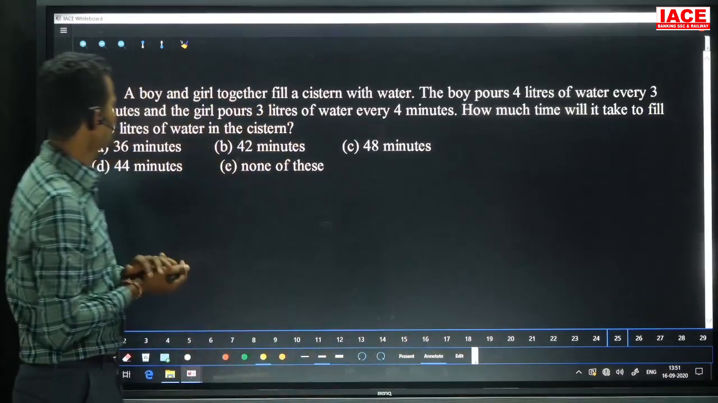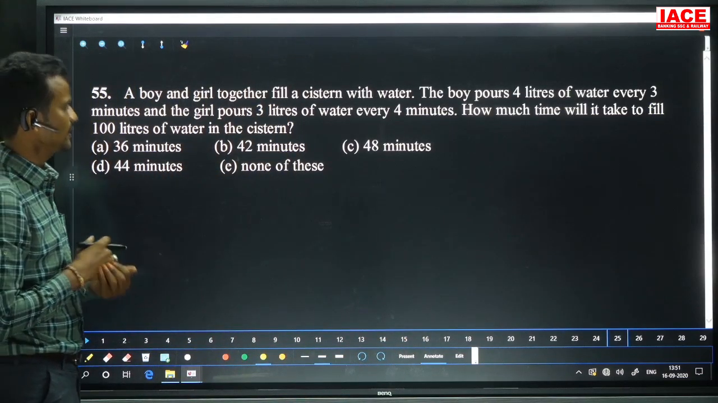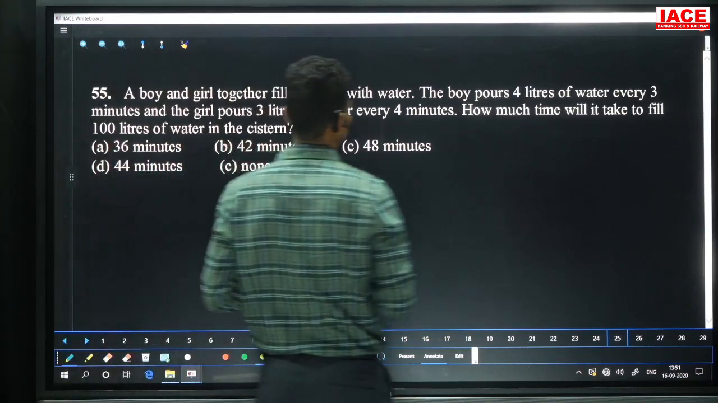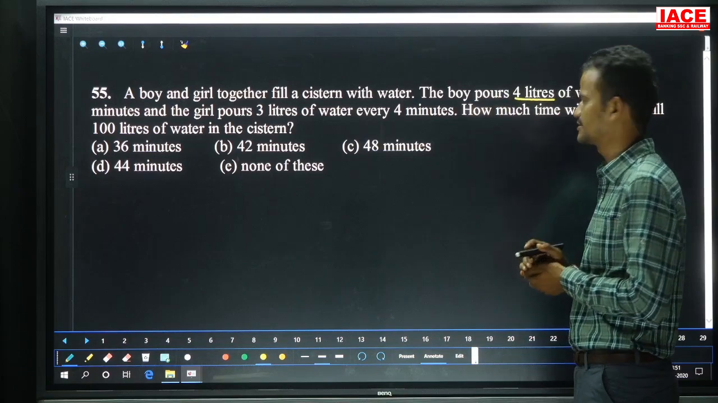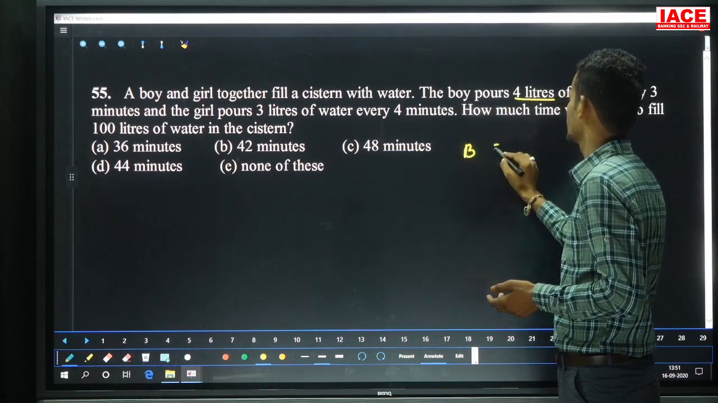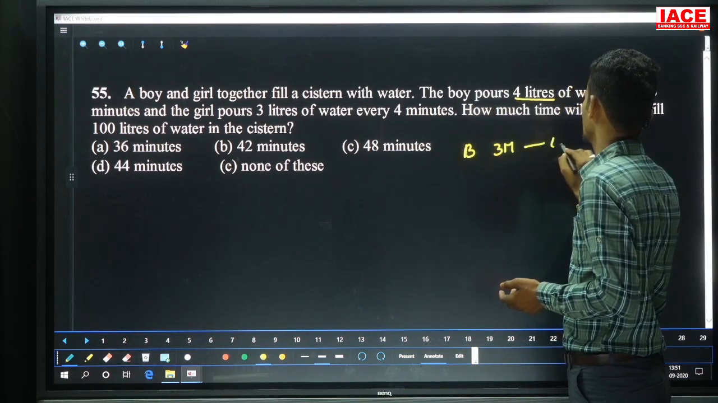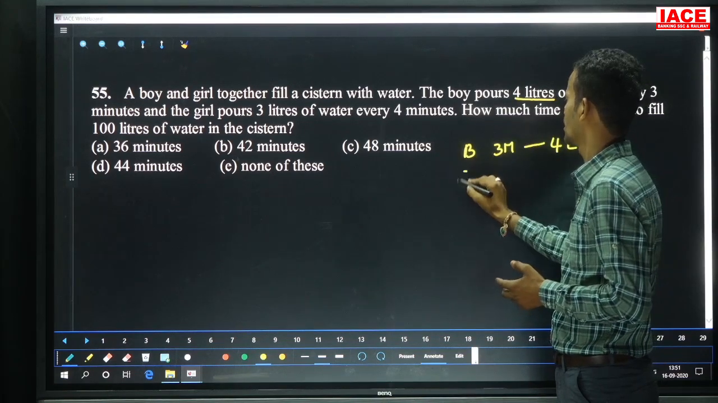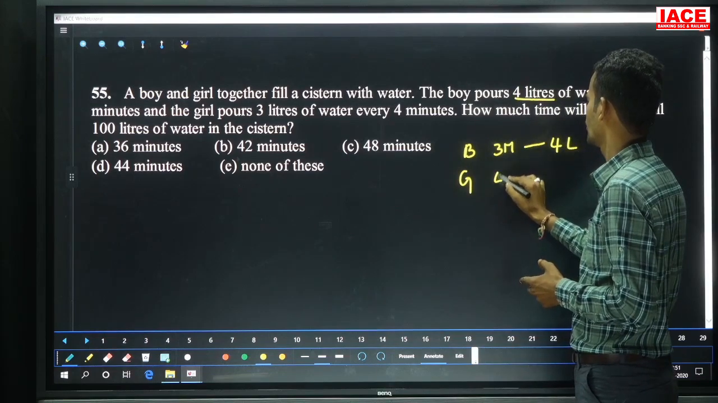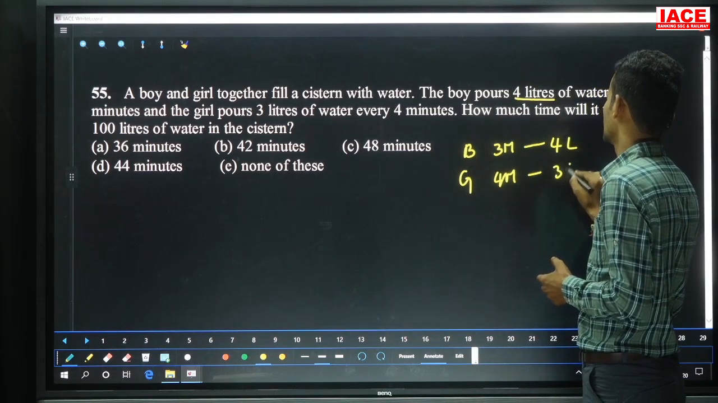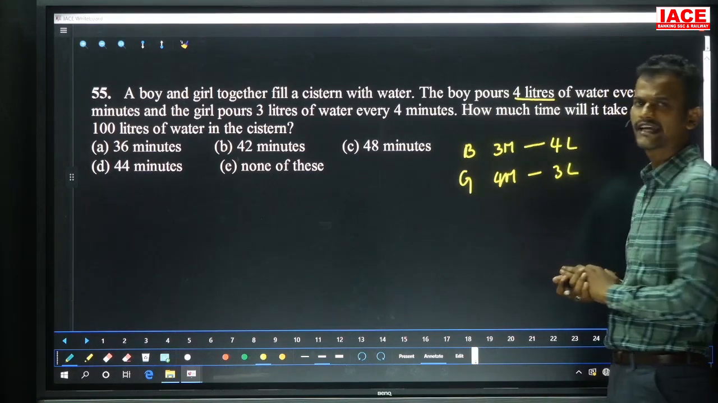What is the next question given? A boy and girl together fill a cistern with water. The boy pours 4 liters of water every 3 minutes. Okay, boy for 3 minutes, how many liters is he pouring, sir? 4 liters. Okay, girl. Girl 3 liters for every 4 minutes. For 4 minutes, how many liters, sir? 3 liters. Okay. Don't take for 1 minute.